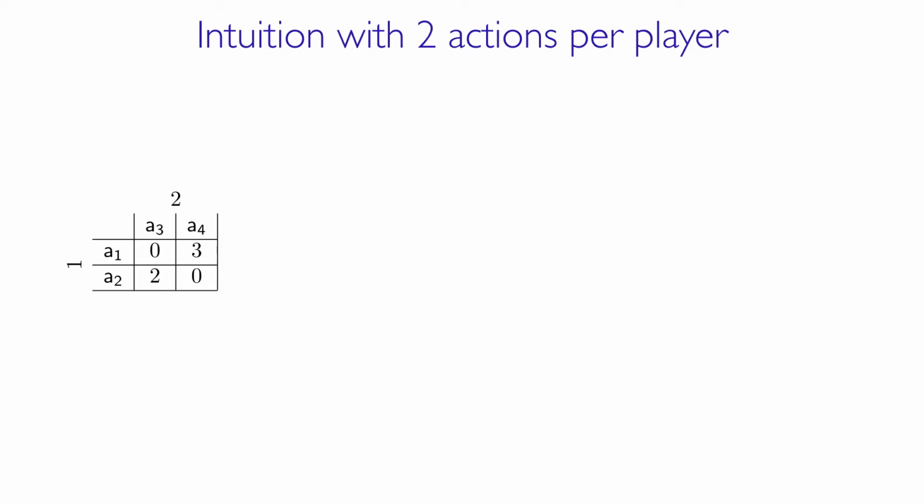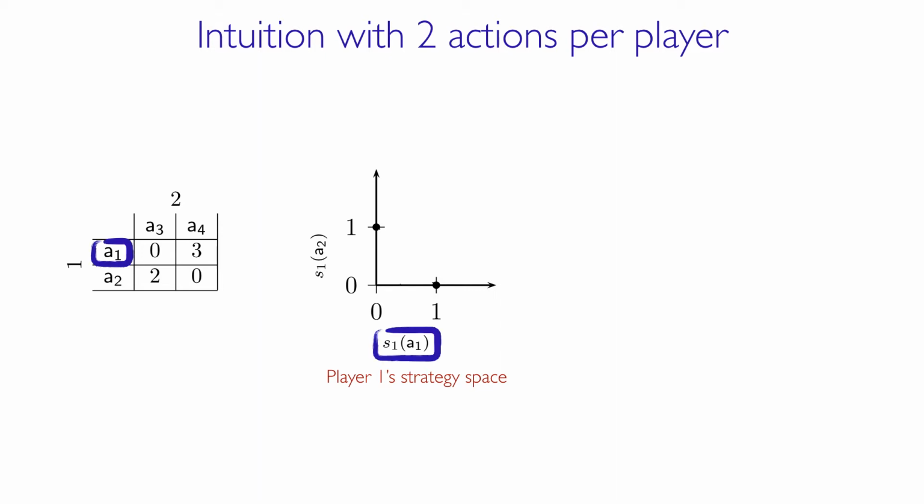We focus now on the strategy space of player 1. Since we have two actions, we have two variables. More precisely, S1 A1 is the probability that action A1 is played by player 1, while S1 A2 is the probability that action A2 is played by player 1. However, S1 A1 and S1 A2 are constrained, and then the strategy space of player 1 is the segment in red in the picture.